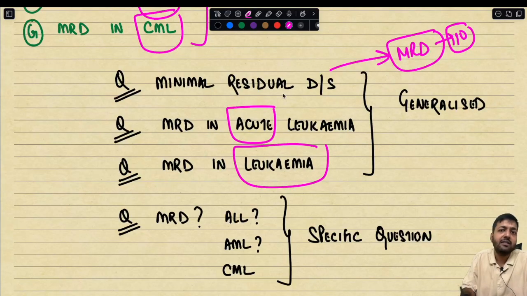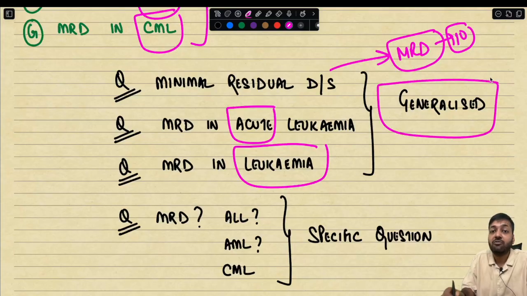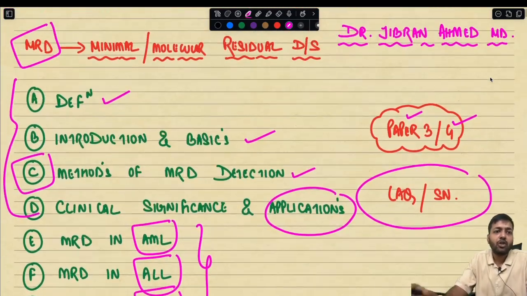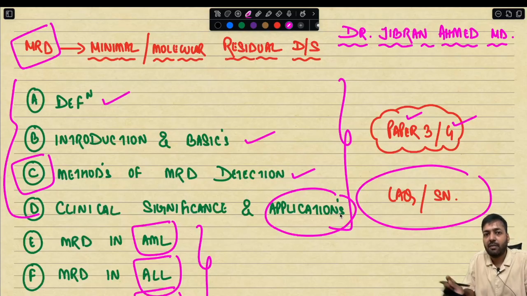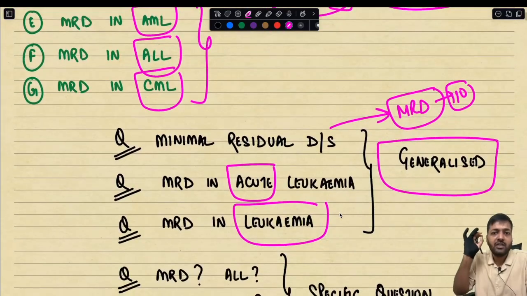In all these three conditions, you can see it is quite a generalized question. In case the question is generalized, you just write about these 4 things: definition, introduction and basics, methods of MRD detection, along with clinical significance and applications of MRD. That's it. So when the question is generalized, you have to write it in a generalized manner.